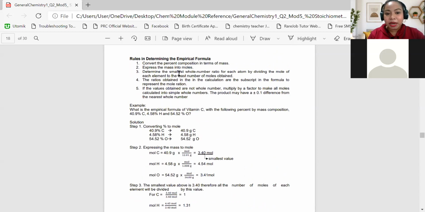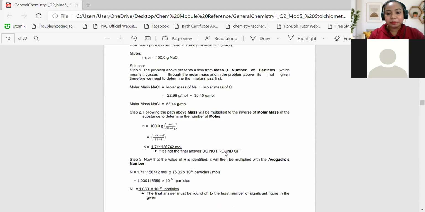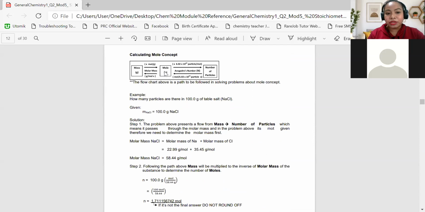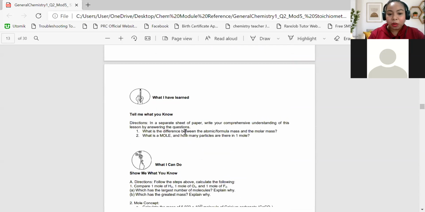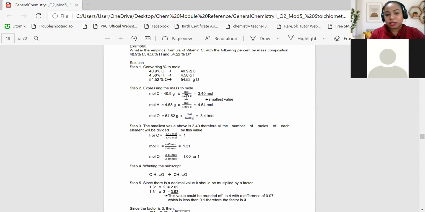The next step is to express the mass into moles. So, we have moles again, like last time. So first we determine the molar mass. The mass times the inverse of the molar mass gives the number of moles. So when we go back there, we have the molar mass of carbon, which is 12.01, the molar mass of hydrogen, which is 1.008, and the molar mass of oxygen, which is 16.00. So we have the mass times the inverse of the molar mass to get the number of moles. So we have 40.9 grams times 1 mole.